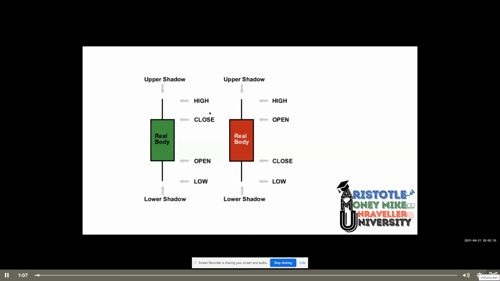I'm going to go over what makes a candlestick green and what makes a candlestick red. And before I do, how many people say yes if you do not know anything about candlesticks? I just want to see. Okay, cool. A lot of people don't know anything about candlesticks. So this is going to be awesome for me.